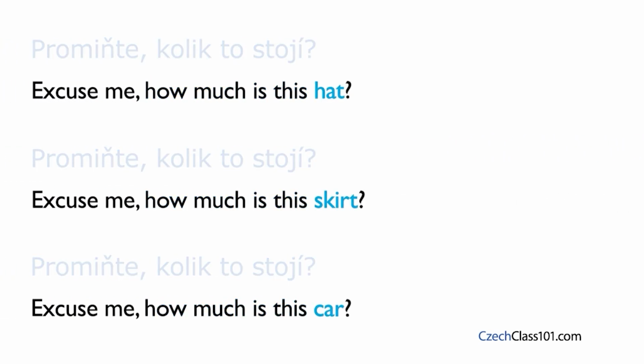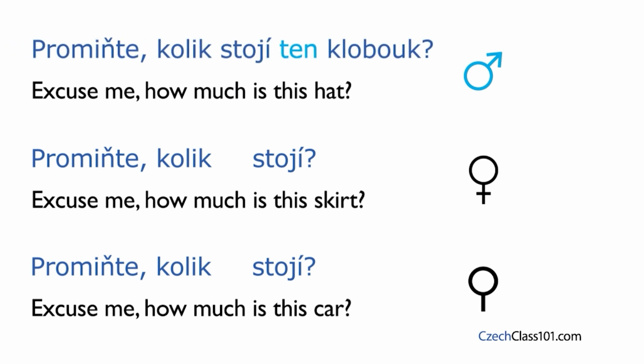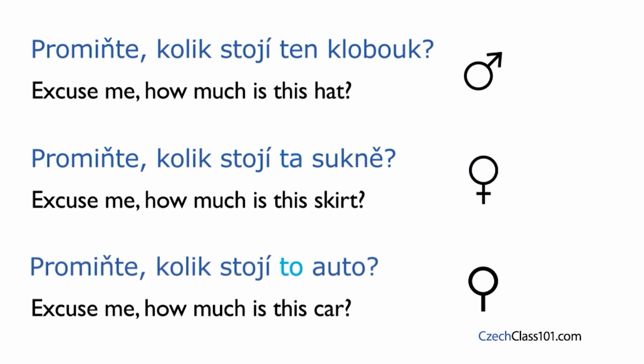If you want to be more specific when asking how much is this and refer to a certain type of object, you first need to drop the word to. Next, you need to know if the object is a masculine, feminine, or neuter object. If it is a masculine, add ten when referring to it, or ta for a feminine object, and to for a neuter one. And then say the noun.